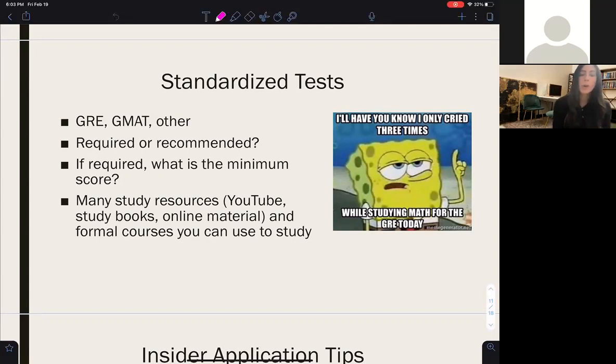don't take it. But what I would also do is email the program coordinator and ask them, maybe you would say, I saw that the GRE is not required, but would it be a strength on my application if I had it? And that's a way you can figure out.